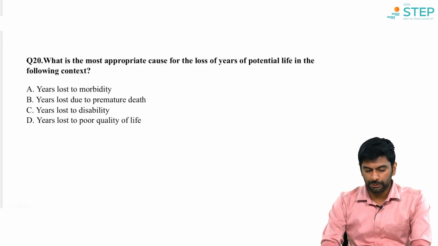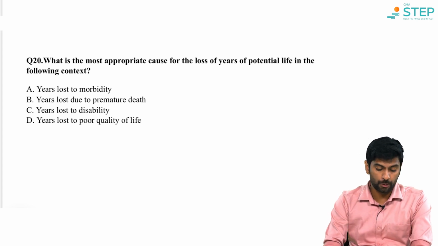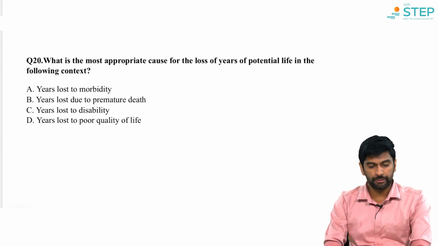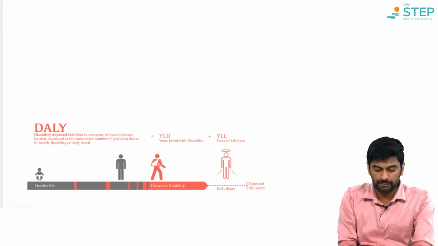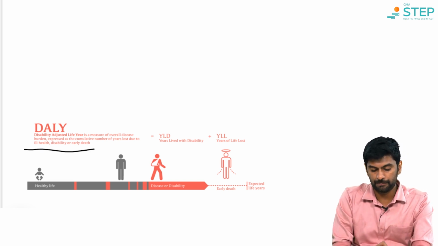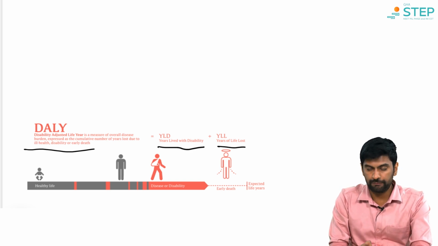So, coming to question number 20, what is the most appropriate cause for the loss of years of potential life in the following context? Option A, years lost to morbidity, B, years lost due to premature death, C, years lost to disability, D, years lost to poor quality of life. Now, we see that disability adjusted life years is a measure of overall disease burden expressed as the cumulative number of years lost due to ill health, disability, or early death. So, it's given as years lived with disability plus years of life lost.